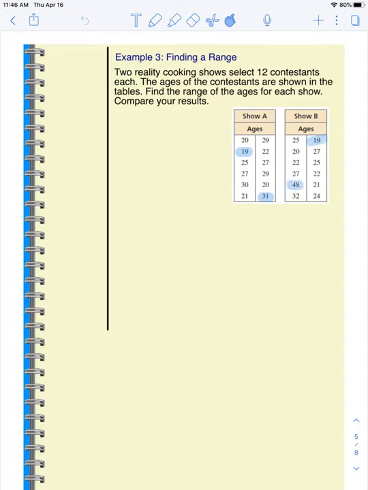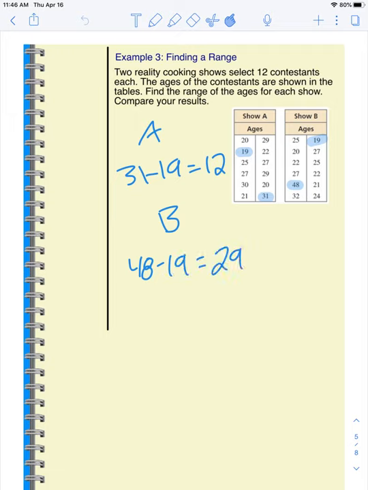So to find the range for show A, we're going to do 31 minus 19, which is 12. And for show B, we do 48 minus 19, which is 29. So the range for show A is 12, and the range for show B is 29. When we compare our results, we see that show B has a larger variety of ages.